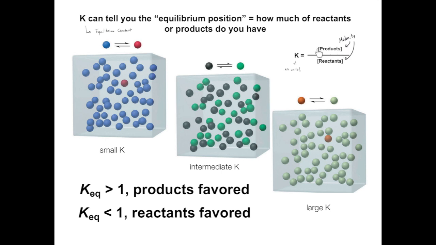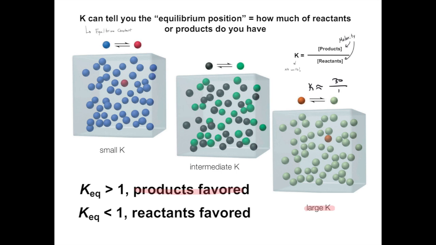So if your concentration of products divided by your concentration of reactants establishes a number that is larger than 1, then you have a products favored reaction. As you can see down here in this picture, we have red spheres making green spheres, and in this reaction at equilibrium you have way more green spheres than red spheres, and so you would have a K value that is much, much larger than 1, and this is a visual representation of a large K or a products favored reaction. Those mean the same thing. Products favored means large K value.